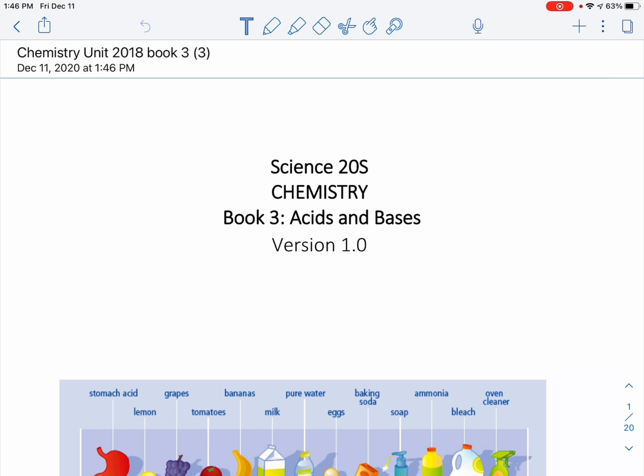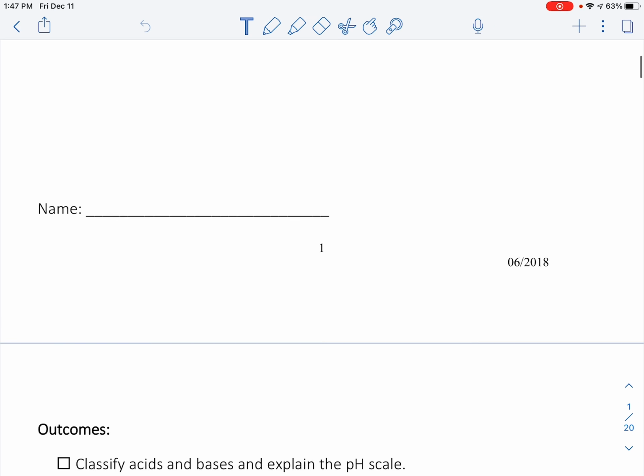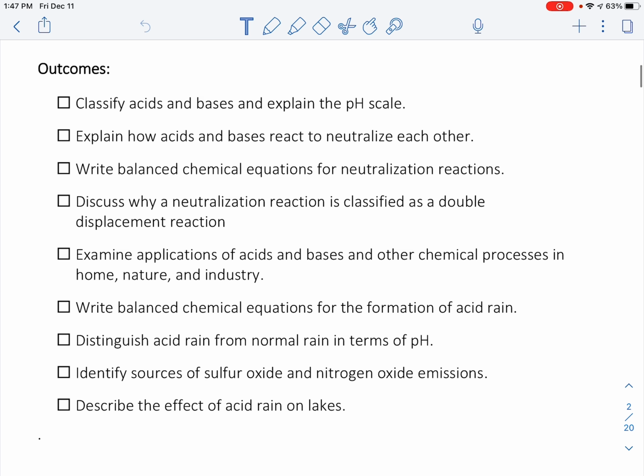Hello everybody, today we are going to be talking about acids and bases, which is the third booklet in our chemistry unit and the final booklet. So we're going to be classifying some acids and bases, looking at the pH scale. We're going to explain how they neutralize each other. This is a term we're going to be using a lot.